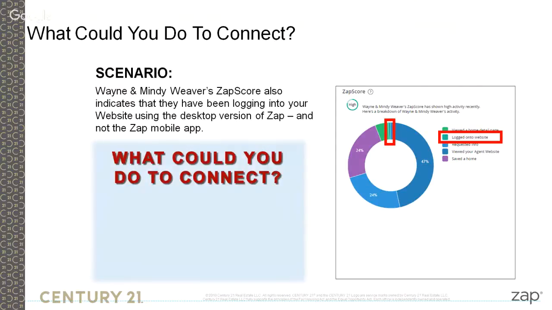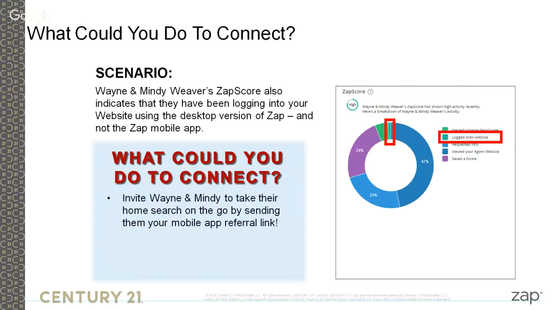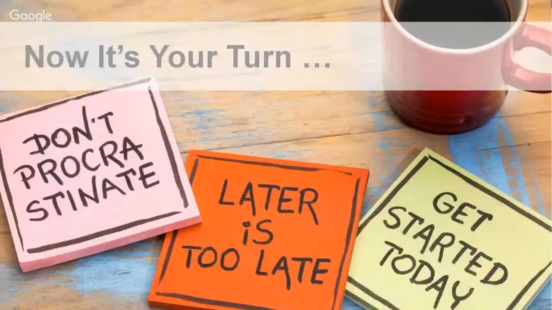Here's another one. Wayne and Mindy Weaver's ZapScore also indicates they've been logging into your website using the desktop version of your Zap and not the mobile app. What could you do? Invite them to take their search on the go by sending them your mobile app referral link. Now it's your turn. I'll give you a second.